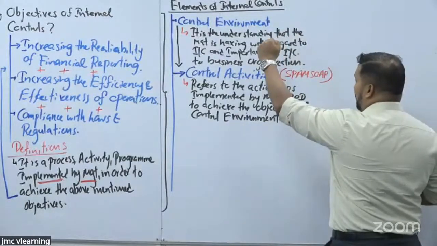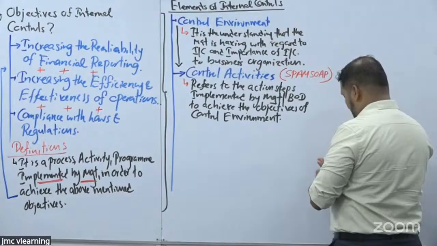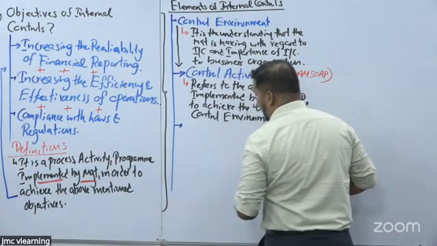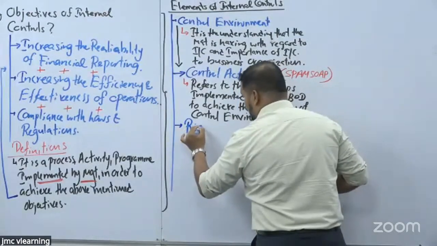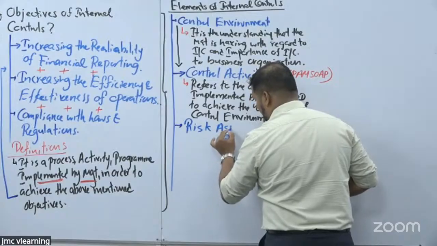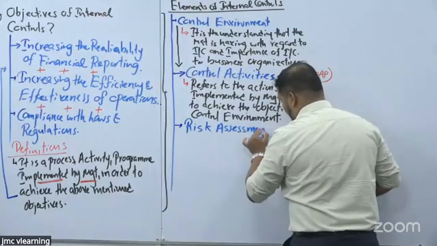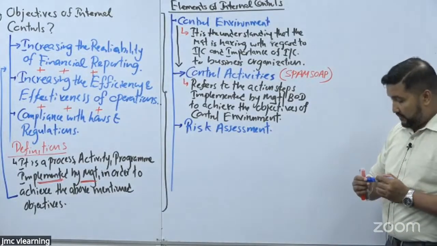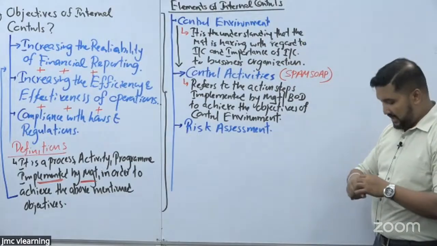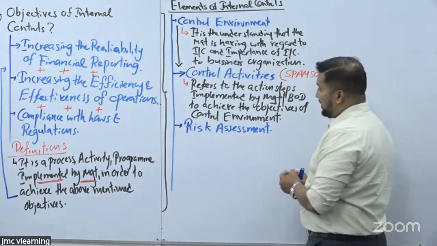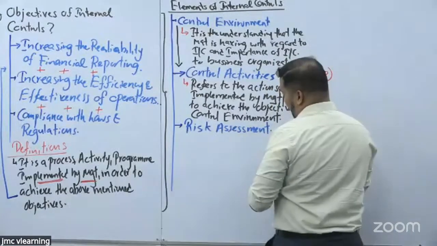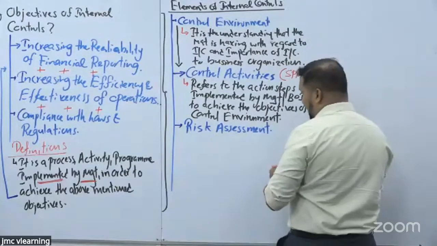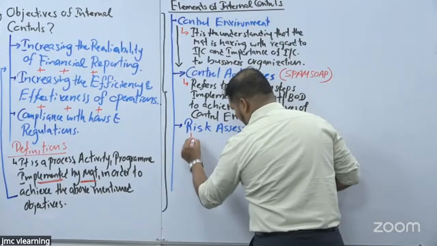Having control environment, having control activities won't do the job unless otherwise you have what? Risk assessment. Having control environment, having control activities won't do the job unless otherwise you have the risk assessment. When you look at it from the risk assessment purview, risk assessment is segregated into three categories.